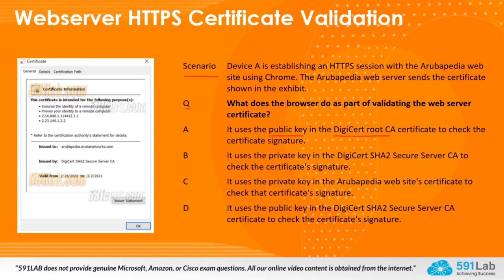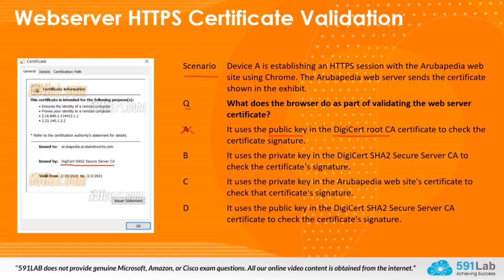So this answer is not correct. Why is it not correct? This certificate for ArubaPedia arubanetworks.com was issued by DigiCert SHA2 Secure Server CA, not by DigiCert root CA. Because of that, this certificate signature will not be validated using the DigiCert root CA public key. That's why this answer is not correct.